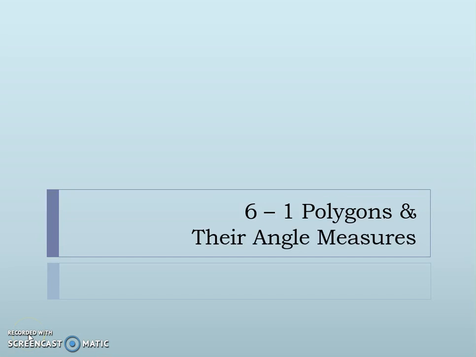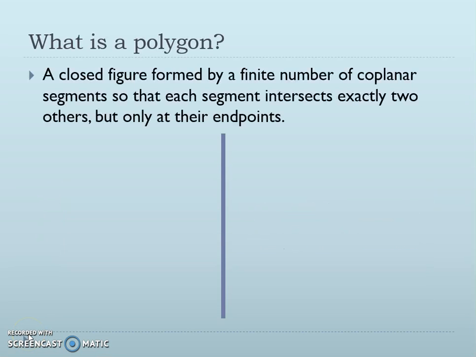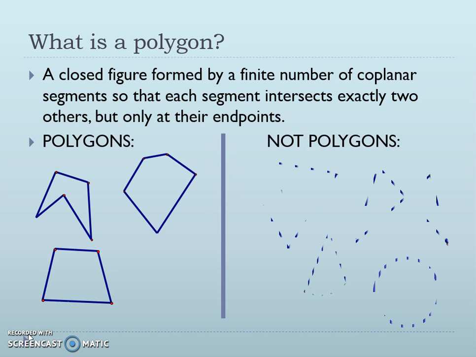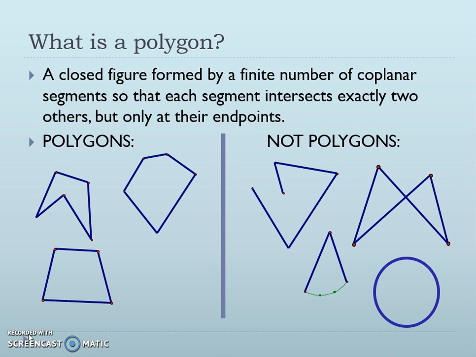Polygons and their angle measures. What is a polygon? A closed figure formed by a finite number of coplanar segments so that each segment intersects exactly two others, but only at their endpoints. So here are the classification of polygons and not polygons.